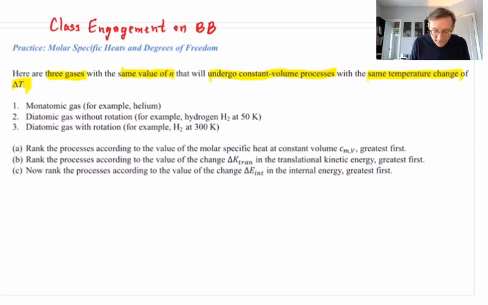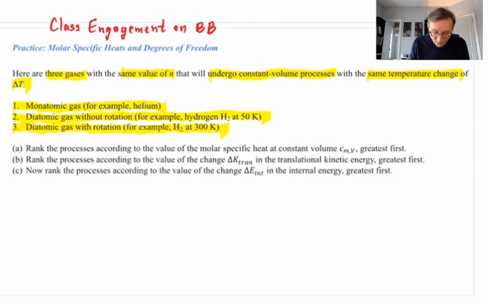The first one is a monatomic gas, maybe helium, for example. You have n moles of it and it undergoes a temperature change, delta T. Second gas is a diatomic gas without rotation of the molecule. So that might be hydrogen H2 at very low temperatures, like 50 Kelvin. And the third gas is a diatomic gas with rotation. Let's say hydrogen gas at a room temperature of a warm room, 300 Kelvin. Those are the 3 gases, all have the same number of moles. In all 3 cases, we're going to add energy as heat Q to get a specified temperature change, delta T. Maybe 10 Kelvin, for example.